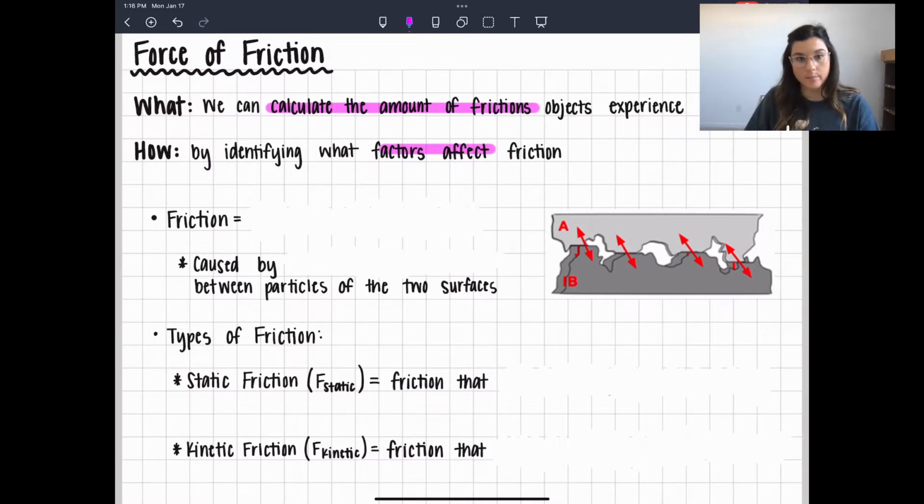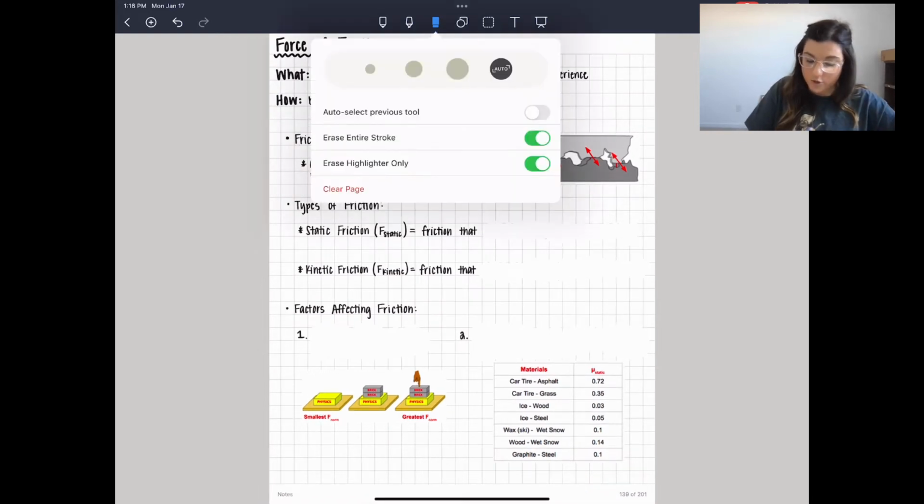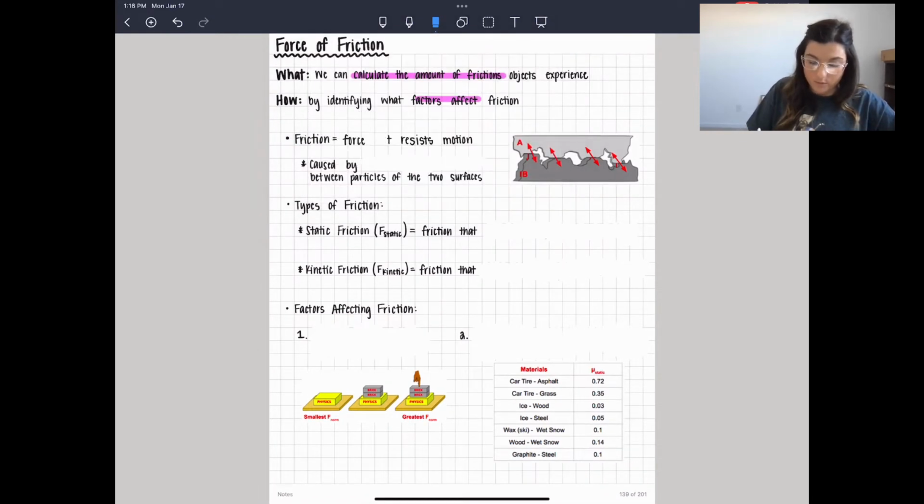So that being said, before we get started doing any calculations, we need to have a really solid understanding of what friction even is. So friction is a force, but it's specifically a force that resists an object's change in motion.